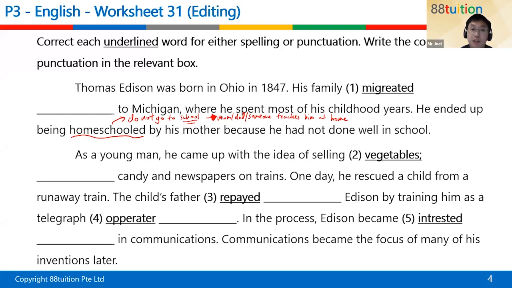Okay, let's continue over here. So as a young man, he came up with the idea of selling vegetables, candy, and newspapers on trains. One day, he rescued a child from a runaway train. The child's father repaid Edison by training him as a telegraph operator. In the process, Edison became interested in communications. Communications became the focus of many of his inventions later.